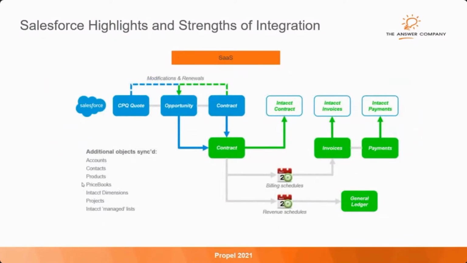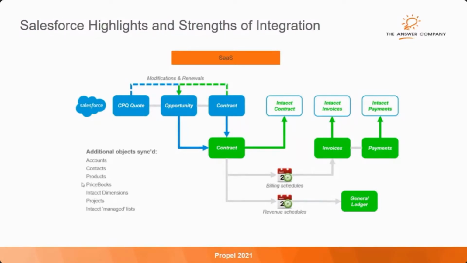And from a SaaS point of view, everything could start with the CPQ quote, potentially becoming an opportunity. And from the opportunity, you can generate the contract directly in Salesforce, and that contract is synchronized to Sage Intacct, right? So you can synchronize not just the contract, but the account, the contact information, the products, any price books, or any dimensions, which are synchronized between Sage Intacct and Salesforce, right? So you can have all this workflow automated with one point of integration.